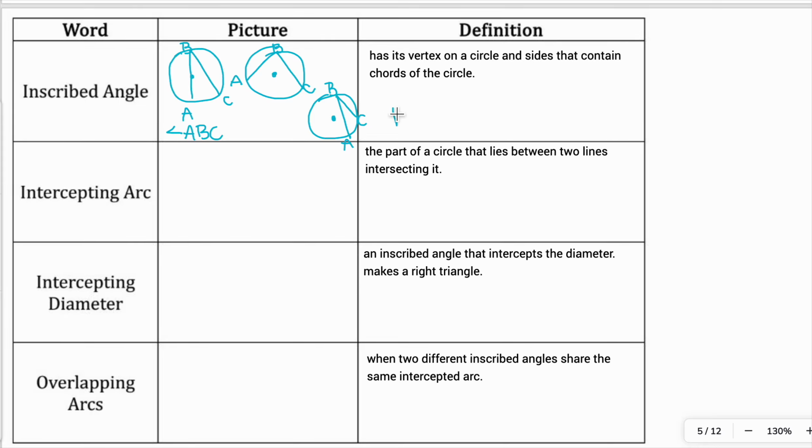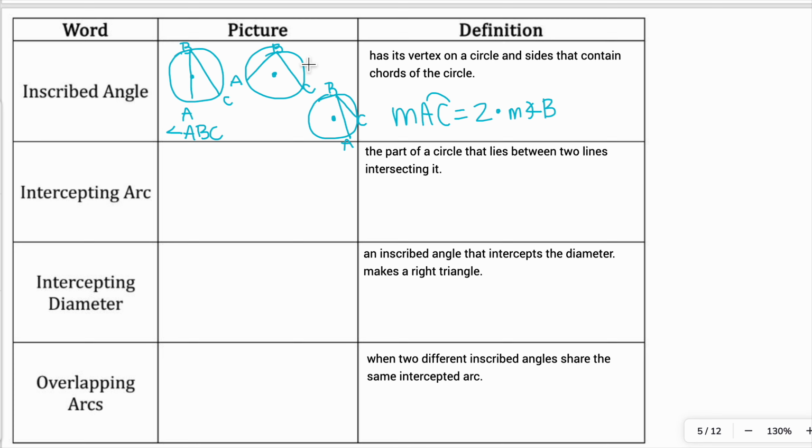And for each one of these, we can find the measurement of arc AC if we just take 2 times the measure of angle B. So whatever that inscribed angle is, to find the corresponding arc, we'll just multiply that angle by 2.